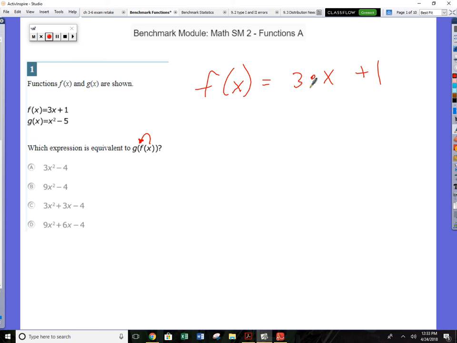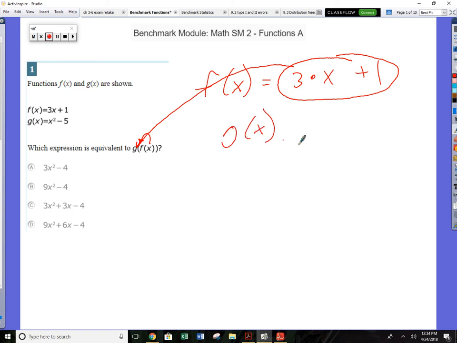Okay, now that is my answer. So I'm going to take this answer, and now I'm going to plug that into what g says to do. And g says whatever you plug in, you have to square it, and then you've got to subtract 5. Now I'm not plugging in a number like 10. This time I'm plugging in this algebra. So I'm going to plug that into x. So that is 3x plus 1, and then I square it. Then I take away 5.